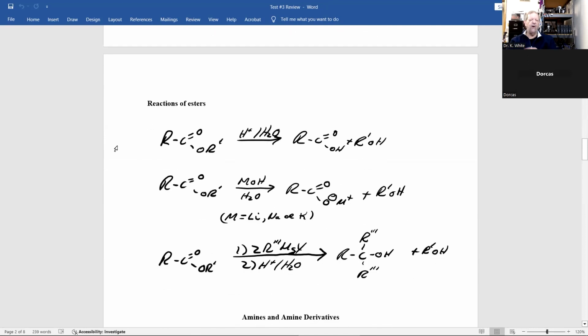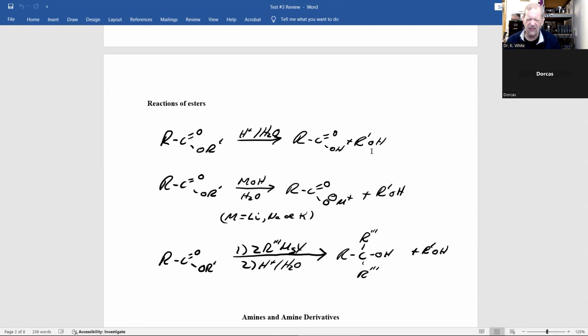All right, now, once you get an ester, if you take acid and water, H plus is acid, you'll do acid hydrolysis of the ester, and you'll get back the carboxylic acid and the alcohol you would have used to make that ester. And we'll learn later on in the semester, this is a really important reaction.